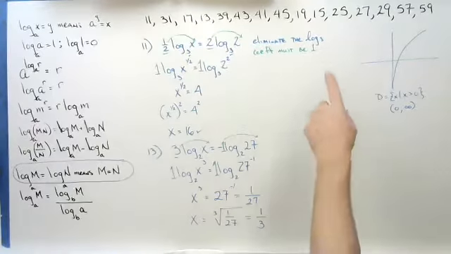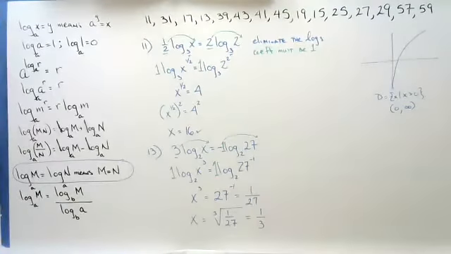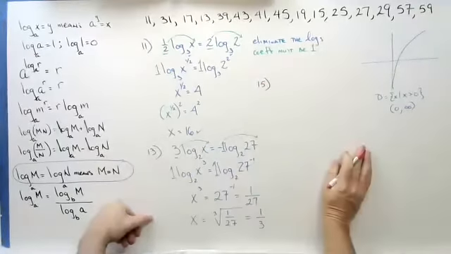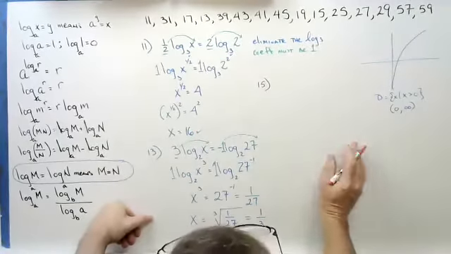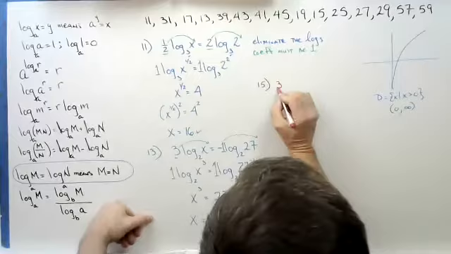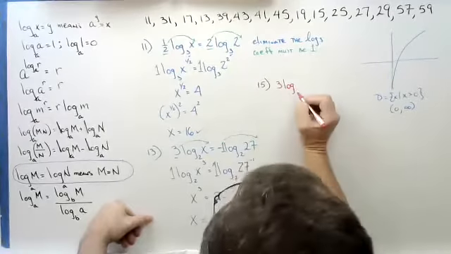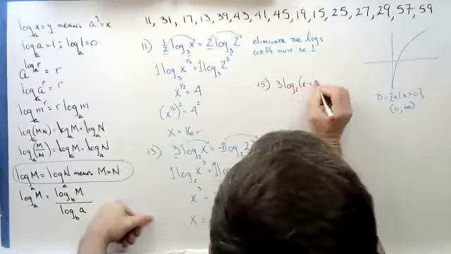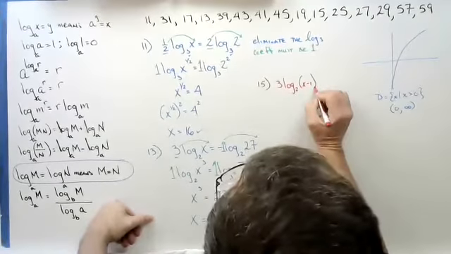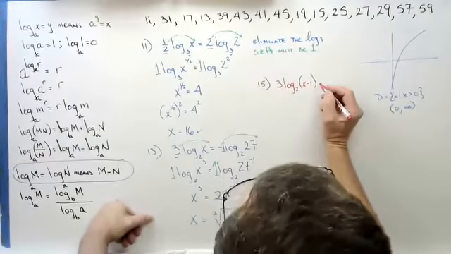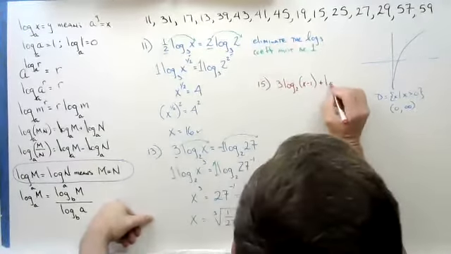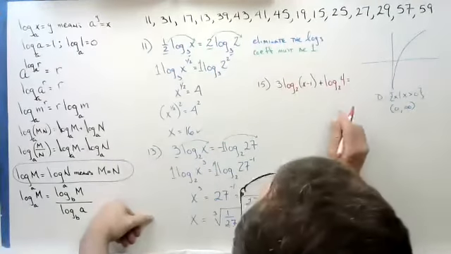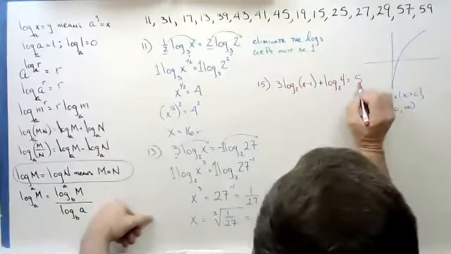All right, 15 is right here. So we'll do 15. We'll put it right here. Okay. So 15 is 3 log base 2 of x minus 1 plus log base 2 of 4 equals 5.